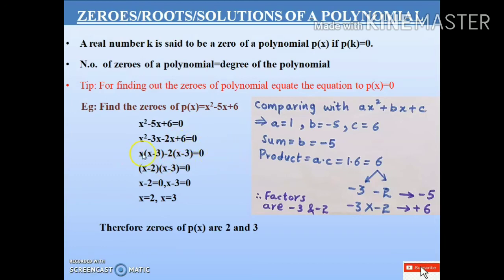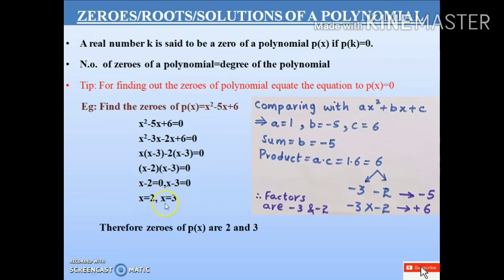That is equal to 0. So here x minus 2 I'll write in one bracket, and x minus 3 is common, so I'll write in another bracket. So x minus 2 is equal to 0, x minus 3 is equal to 0. Minus 2 if it goes outside becomes plus 2. Minus 3 if it goes outside becomes plus 3. So I got x is equal to 2 and x is equal to 3.